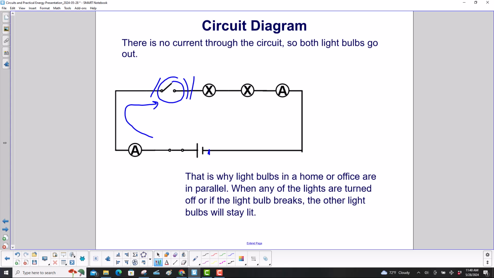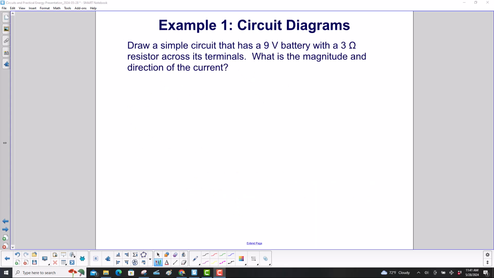That's why light bulbs in a home or office are in parallel, like in the previous slide. When any of the lights are turned off or if a light bulb breaks in a parallel circuit, the other light bulbs will stay lit. In this case, if any one of these light bulbs go out, the circuit does not have a complete path for the current to go through, and all the light bulbs go out.